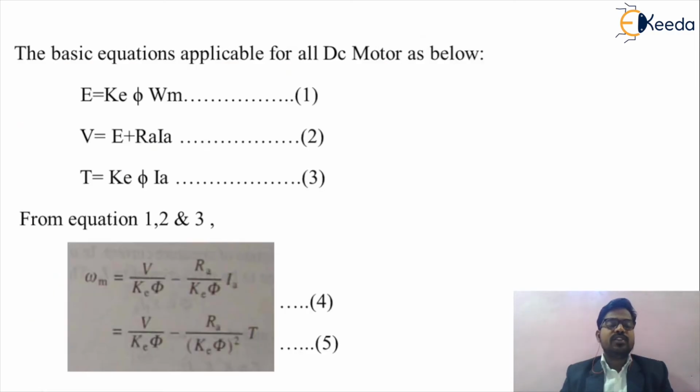So the first equation, according to the fundamental law, is the basic equation applicable to DC motors, as below. The EMF generated is directly proportional to Ke phi omega m, where Ke is the motor constant, phi is the flux, and omega m is the angular velocity or speed. So friends, we get the simple fundamental thing, that E is directly proportional to phi. This will be equation number 1.